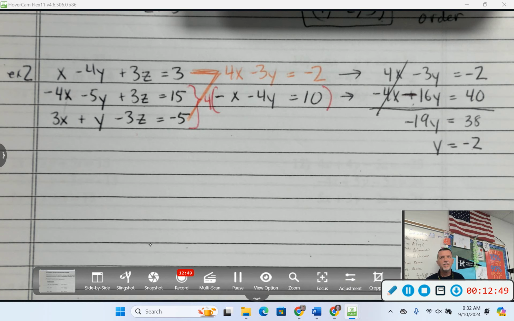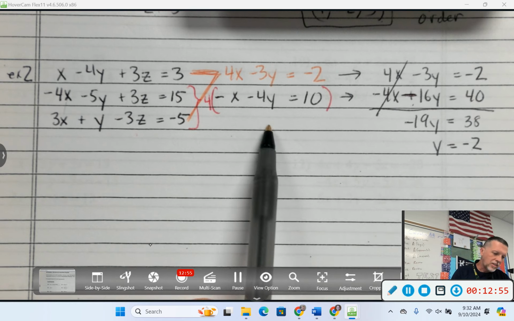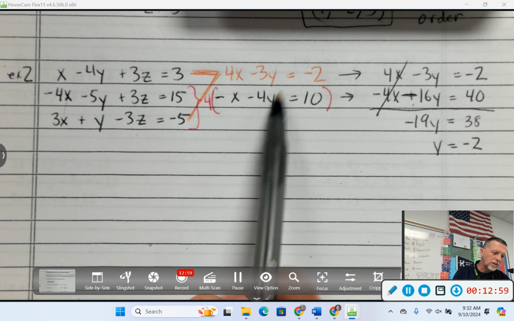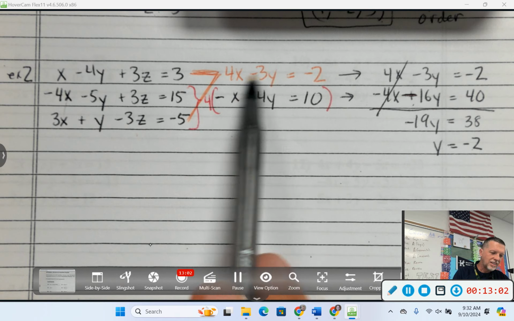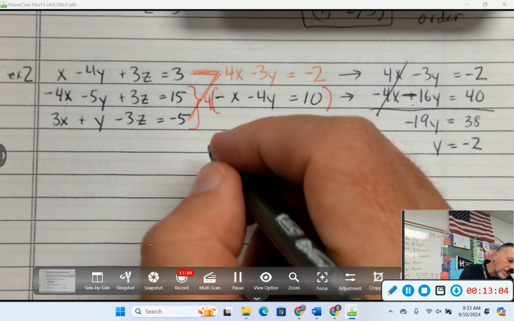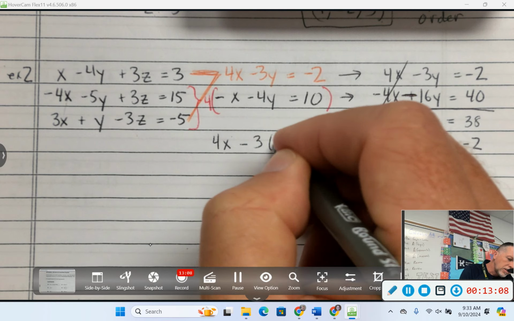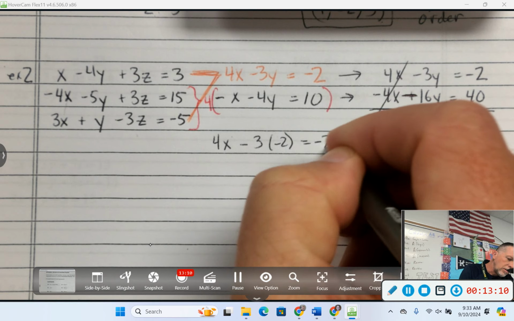Okay. Now it's just a matter of kind of going backwards, plugging things in, being careful. Got lots of options. Which one of those is better? Like, I don't know. I'm going to use the 4x minus 3y. 4x minus 3 times negative 2 equals negative 2.